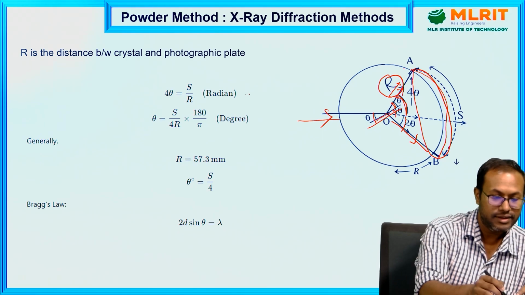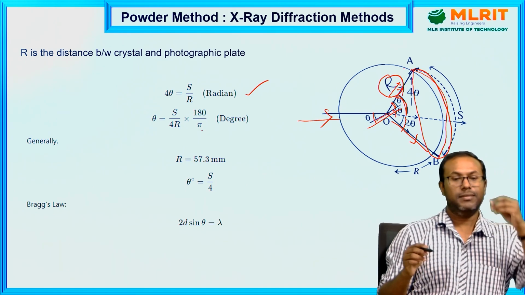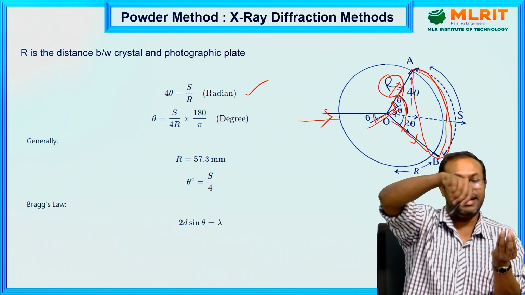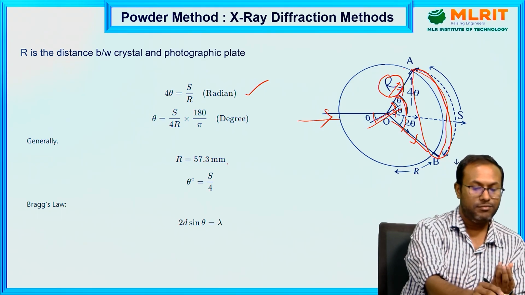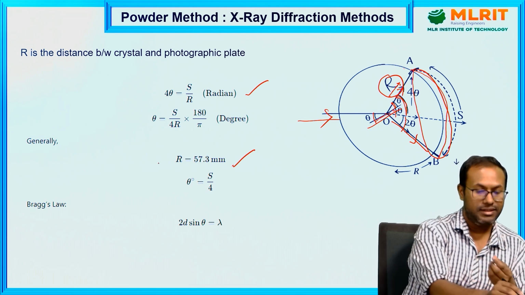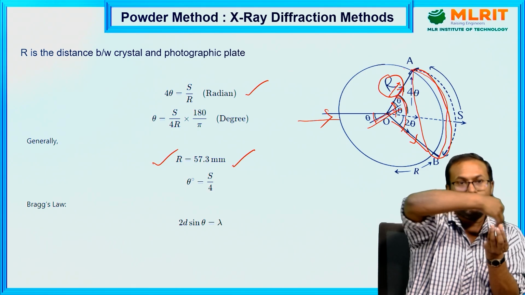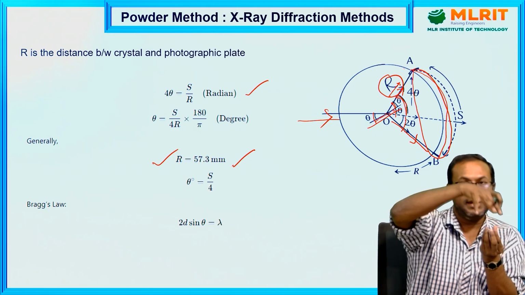Now it is in radian, then theta is S by 4R. In degree it is 180 by pi. Now the distance from the crystal to photographic plate, that is R, is near about 57.3 millimeter in general, that is the radius. Basically the crystal plane to photographic plate distance is basically the radius.